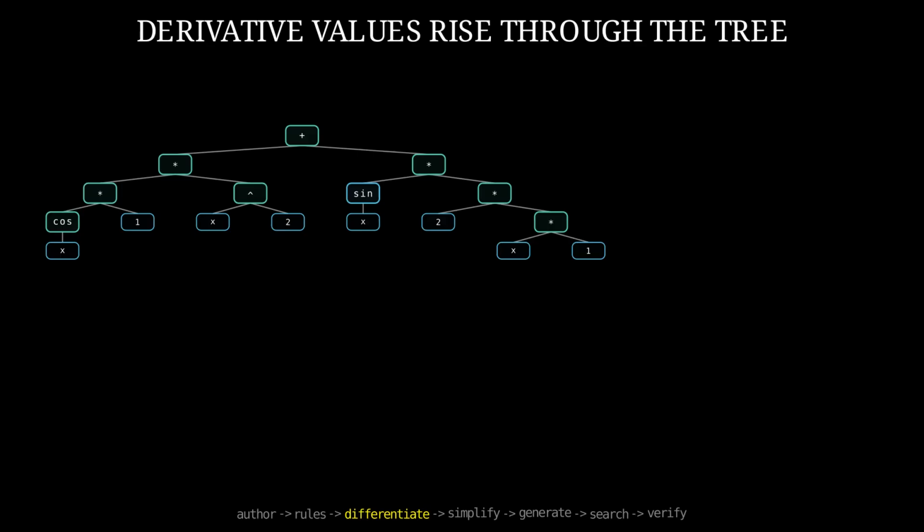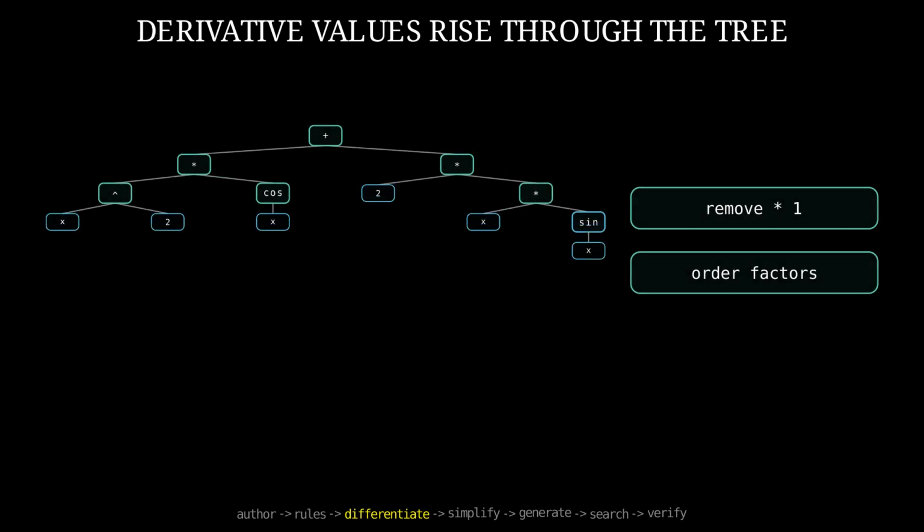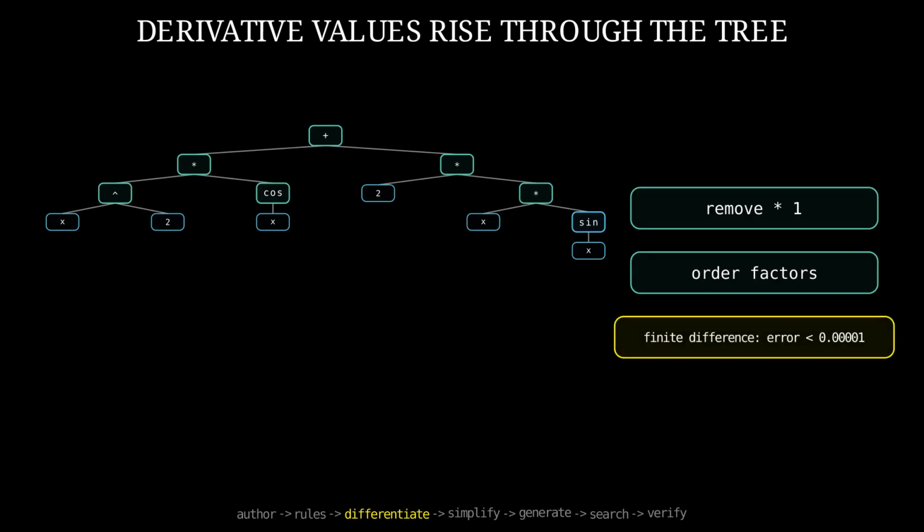Now the shared simplifier removes multiplication by 1, orders factors, and preserves the two-term sum. The normal form is x squared times cosine of x, plus 2 times x times sine of x. A numerical finite difference check at 4 points agrees to better than 1 in 100,000. The spoken identity, the tree, and the executable fixture are the same object.